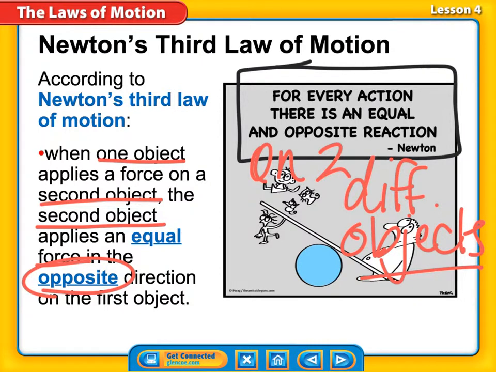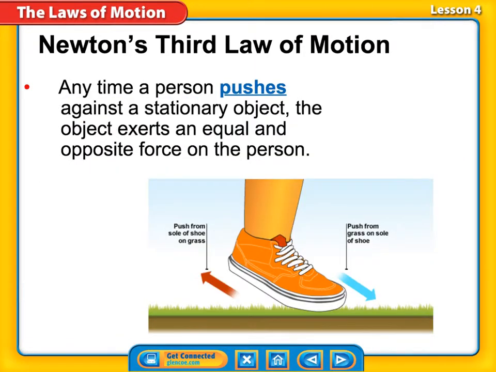And so this is different than our net forces that we've been doing in the past because those are always on one object. We're talking about interactions. So here's an example. Anytime a person pushes against a stationary object, like when you take a step, all right, you have the pushing on the grass that you're doing, and then the grass has to push back on you. And if that doesn't happen, then you can't go anywhere. And so you have these two interactions that are happening.